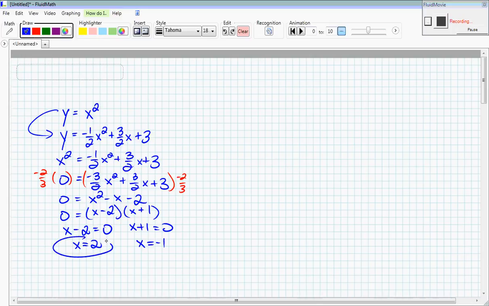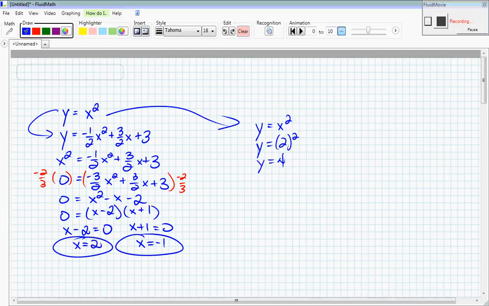Now, if we plug these values into either one of these functions, we should get the corresponding y's. It's going to be easiest, in my opinion, to plug into this top one. So y equals x squared when x is equal to 2. y is equal to 4. So the point of intersection would be 2, 4. They should both have those in common, and we can plug in here to check. And then we have y equals x squared, plug in negative 1. Squaring negative 1 leaves us with positive 1. So in this case, we have negative 1, 1.